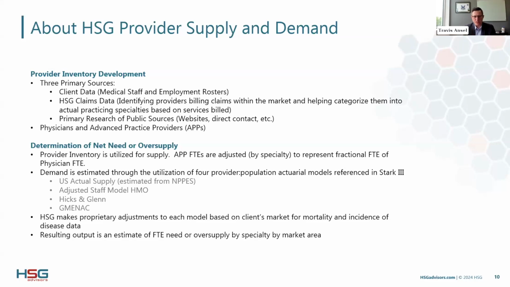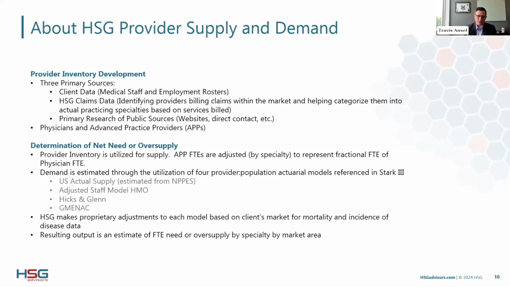And then we do a third set of primary research, looking at hospital websites, looking at large physician group websites, and in some cases reaching out directly to the practice. But we're amalgamating the provider inventory by bringing together those three sets, deduplicating the data so that we have the most accurate data that we know about each provider within the inventory, and utilizing that to help generate what's on the bottom of the slide, the determination of net need or oversupply.